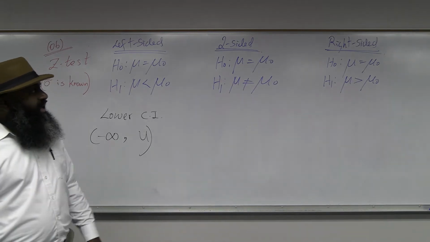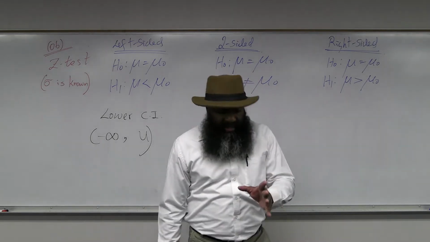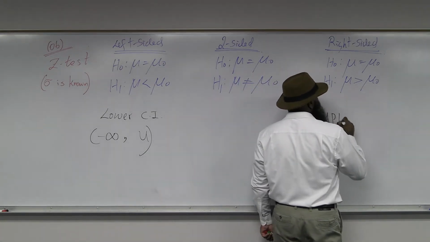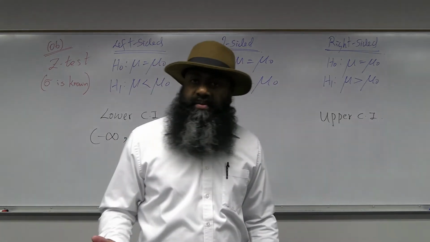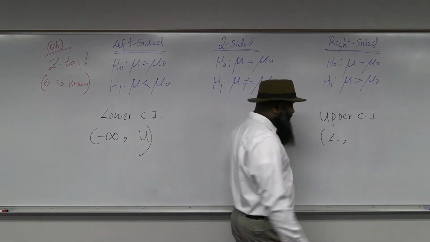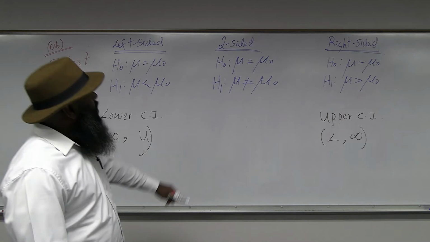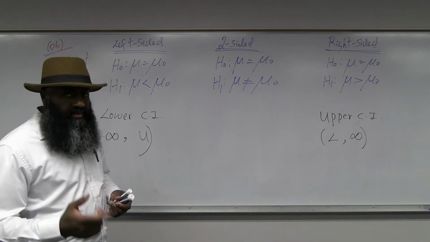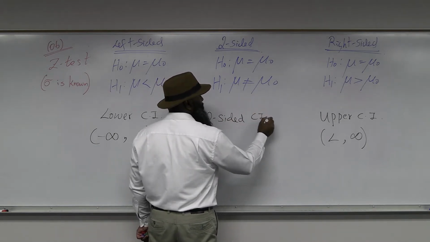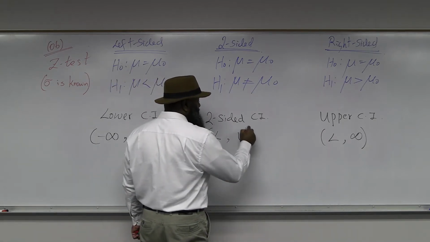Okay? And then, if you have a right-sided alternative, we're going to construct the upper confidence interval. You ought to know how to do that. An upper confidence interval is of the form, there is a specific lower limit and the upper limit is positive infinity. Correct? And for two-sided alternative, what we do is we construct two-sided confidence interval. In a two-sided confidence interval, you have a fixed lower limit and a fixed upper limit.